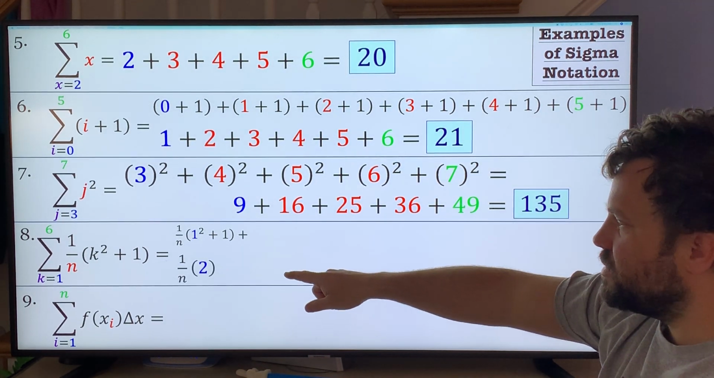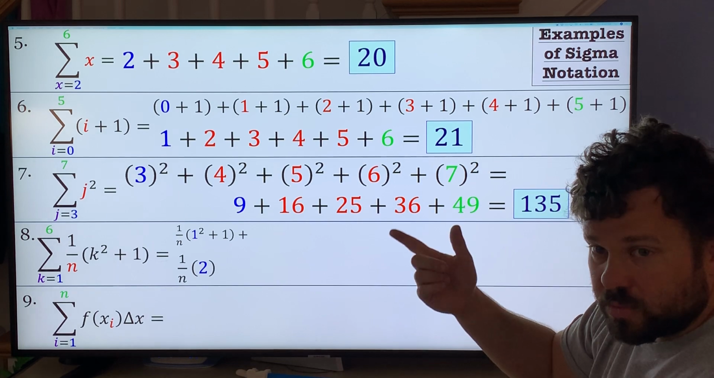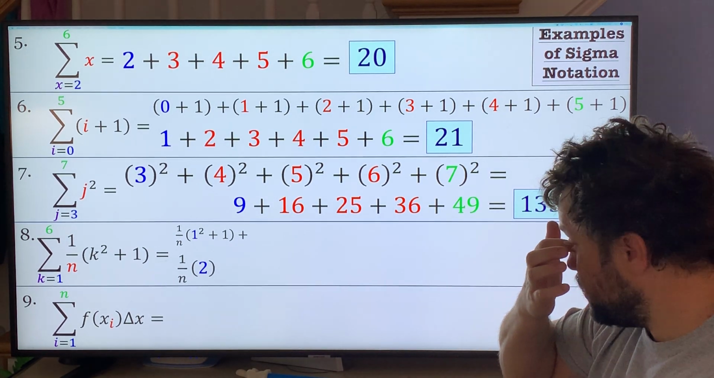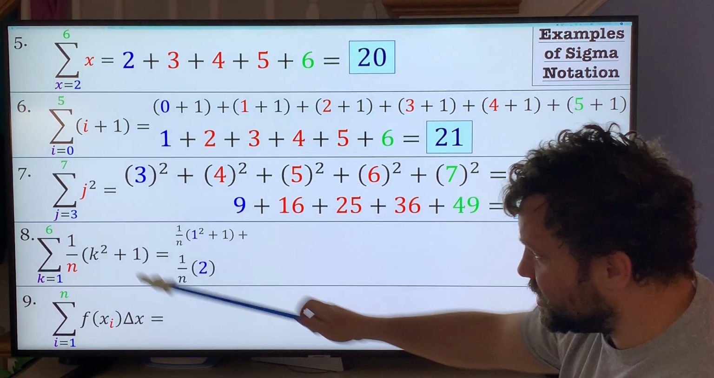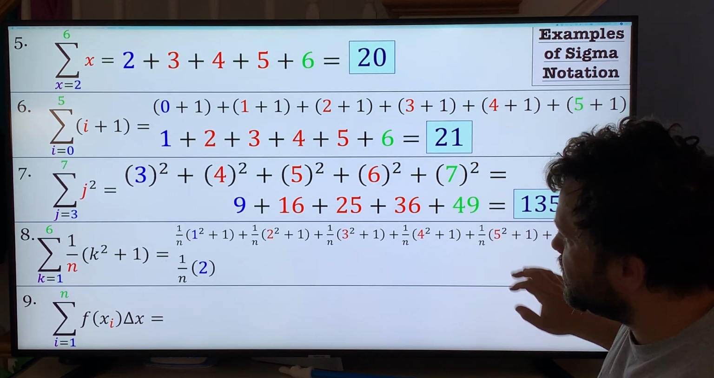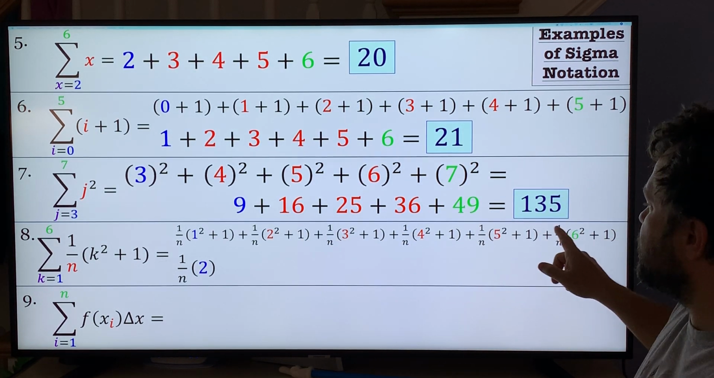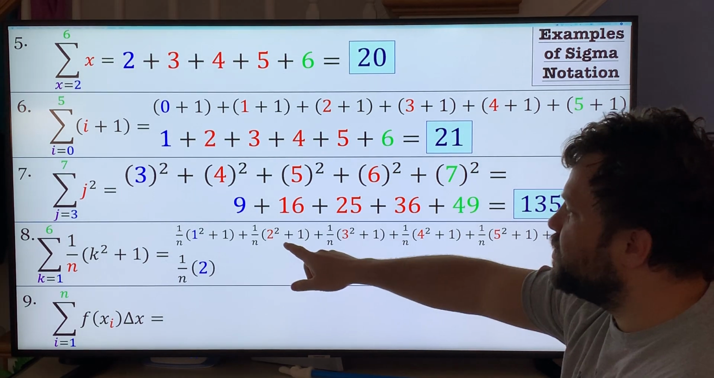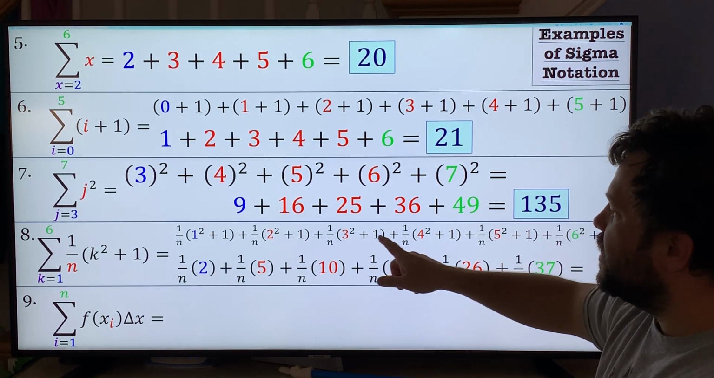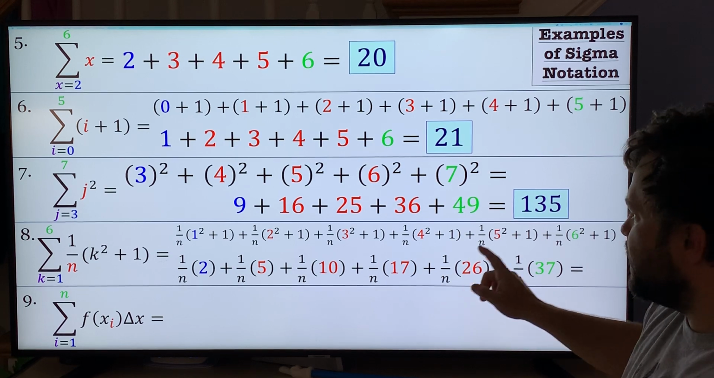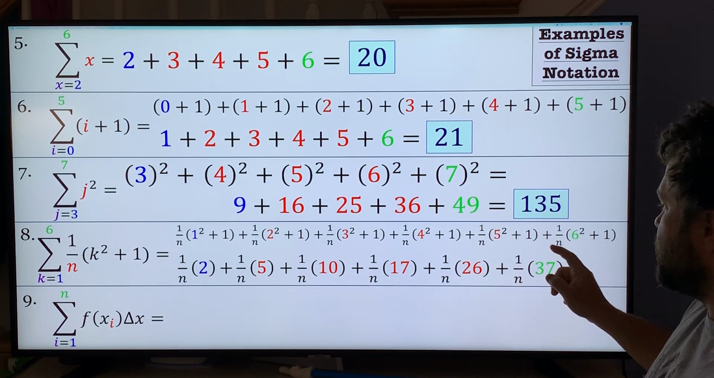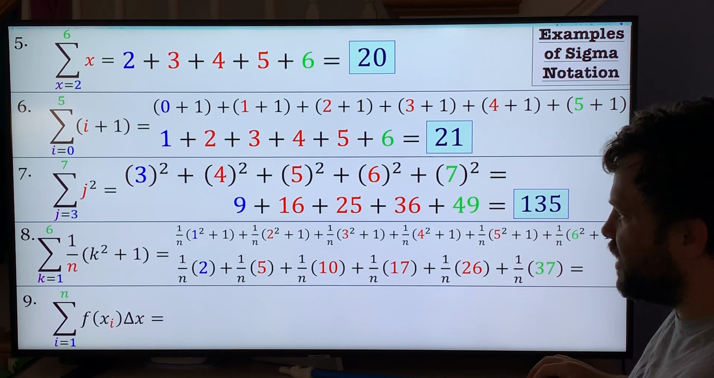1 over n times 1 squared plus 1 is 2. All right, so that's your first term. And now we're going all the way up to 6, so you're going to add all this other stuff: 1 over n, 2 squared plus 1, 3 squared plus 1, 4 squared plus 1, 5 squared plus 1, 6 squared plus 1. So this becomes 4 plus 1 is 5, 9 plus 1 is 10, 16 plus 1 is 17, 25 plus 1 is 26, and 36 plus 1 is 37.